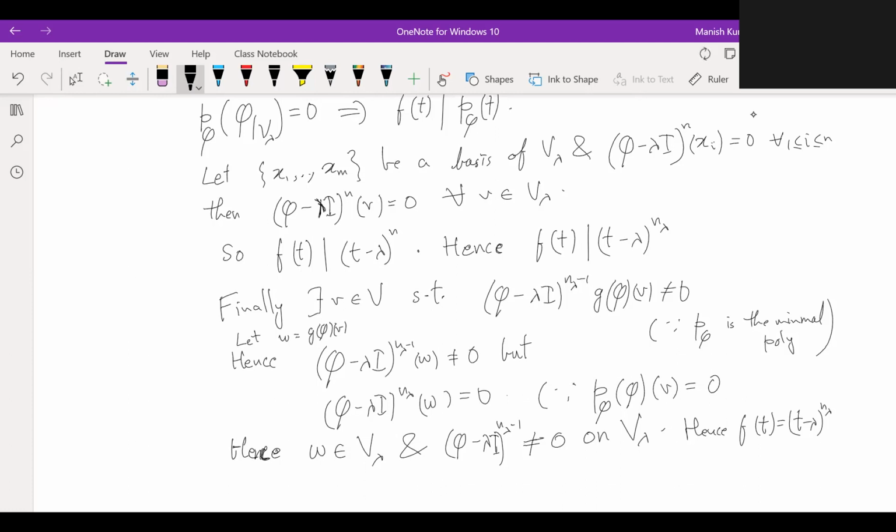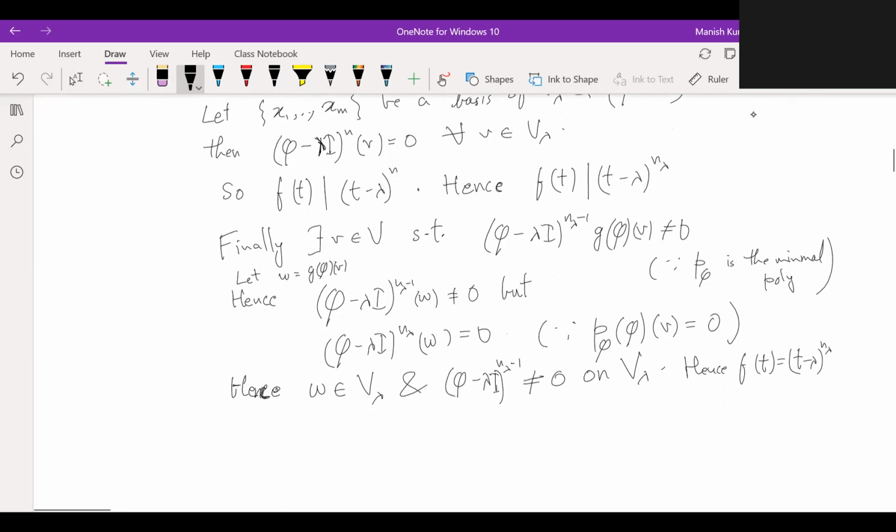So that tells us that W has exponent precisely n lambda. In particular, W is a generalized lambda eigenvector. What we showed is that (phi minus lambda I) to the power n lambda minus 1 is not the zero operator on V lambda. So the minimal polynomial is not going to be a factor, so no smaller degree polynomial.